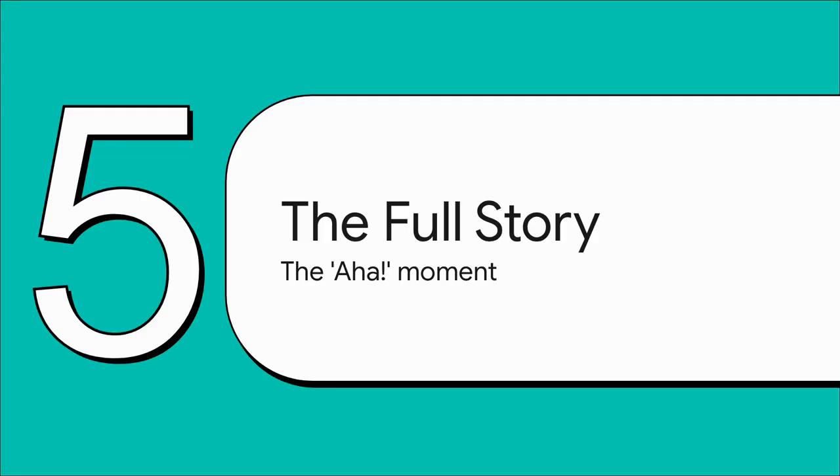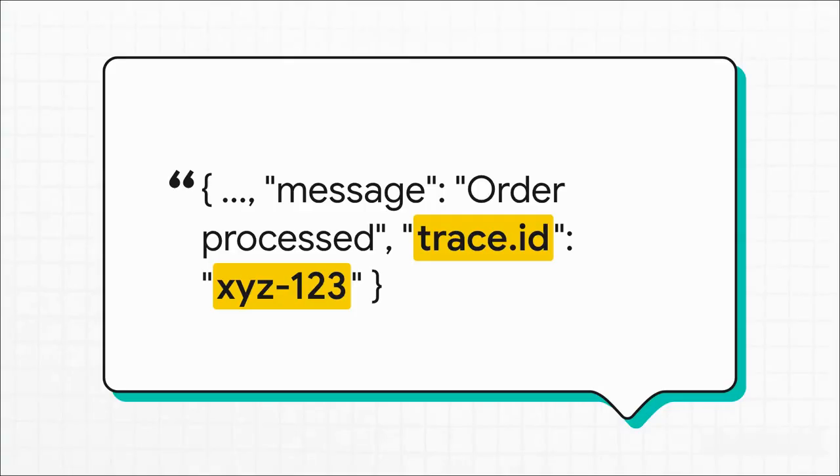And now it is time for the payoff. This is the aha moment. This is where we solve that initial mystery and find our user's failed order in seconds, not hours. Because we were so disciplined, every single log entry from every single service now contains this beautiful structured data. And most importantly, it contains that one common field, trace.id. This simple little key is what unlocks everything.